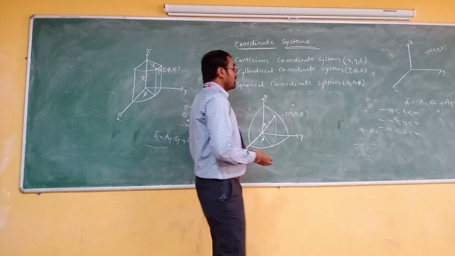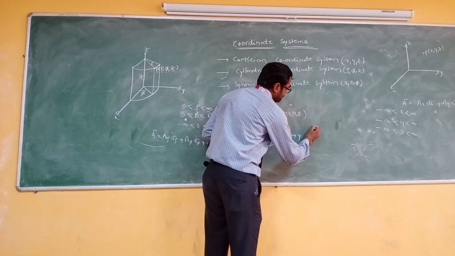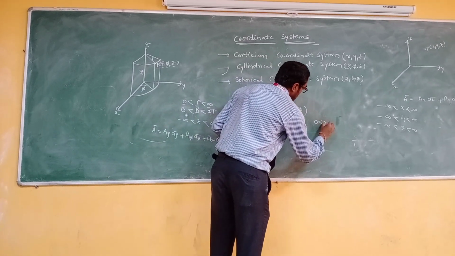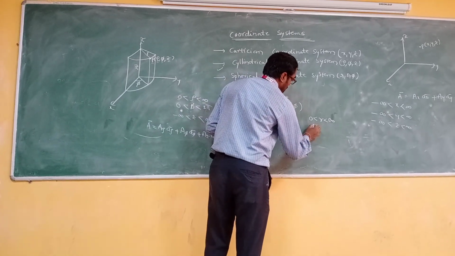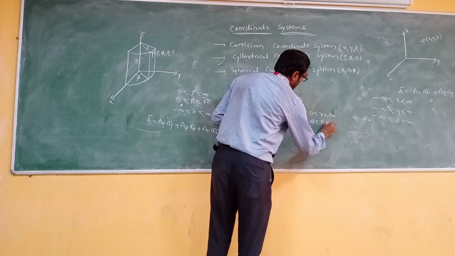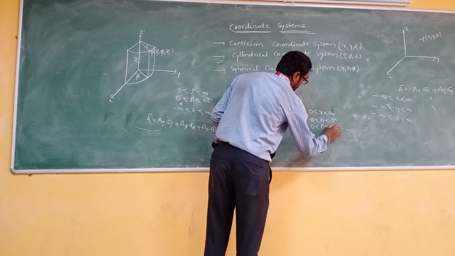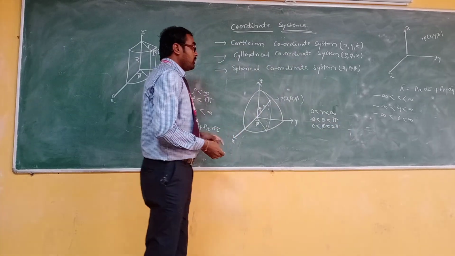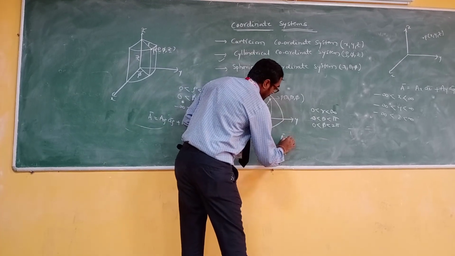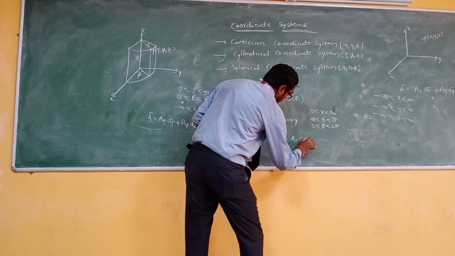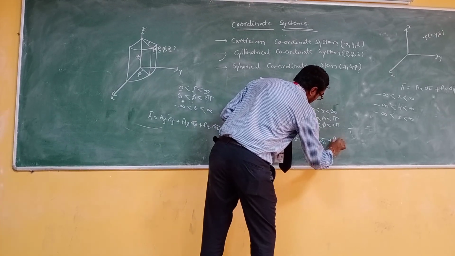Here, the spherical coordinate system limits are: r from 0 to infinity, theta from 0 to pi, and phi from 0 to 2 pi. The vector representation of this spherical coordinate system is A bar equal to Ar ar bar plus A theta a theta bar plus A phi a phi bar.